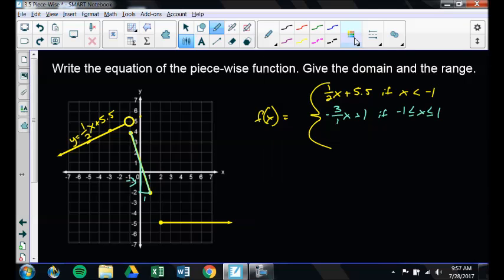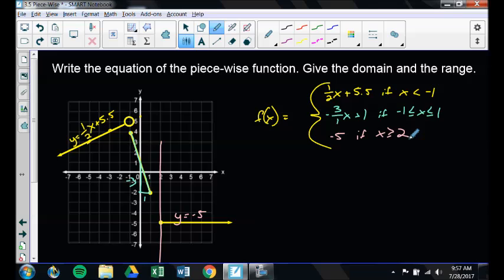Third one, back to my trusty pink, is just the line y equals -5. This is just right here, the line y equals -5. This is happening if x is greater than 2. Greater than or equal to.